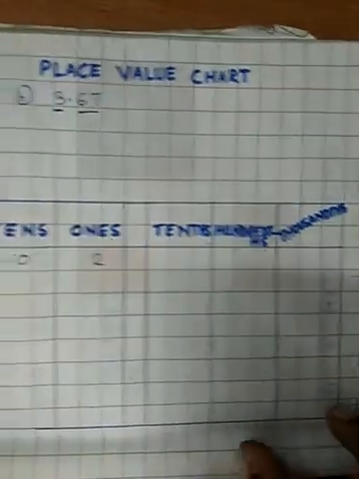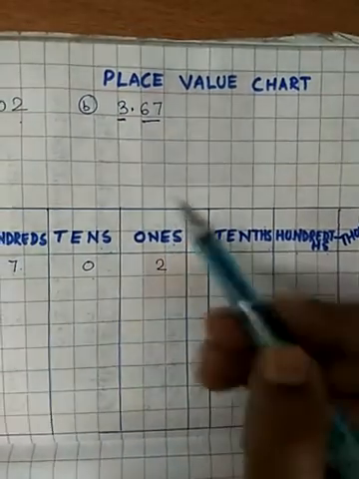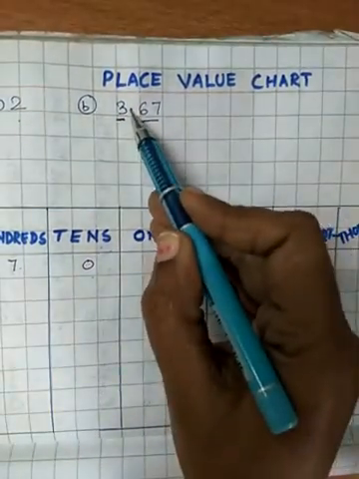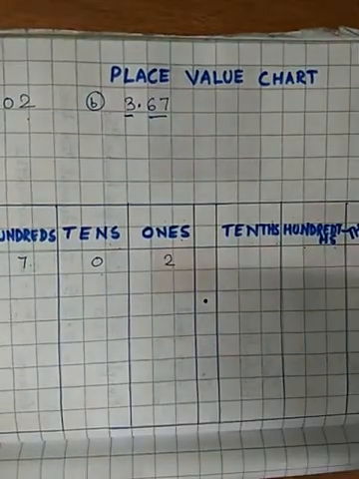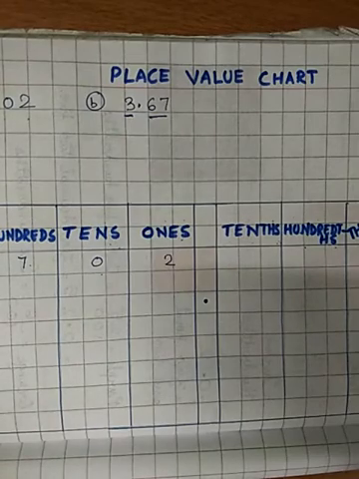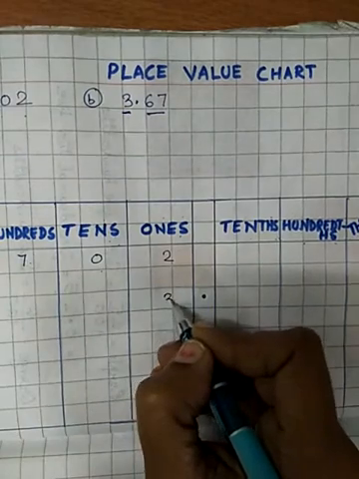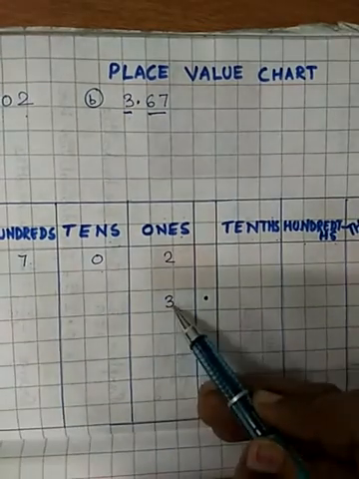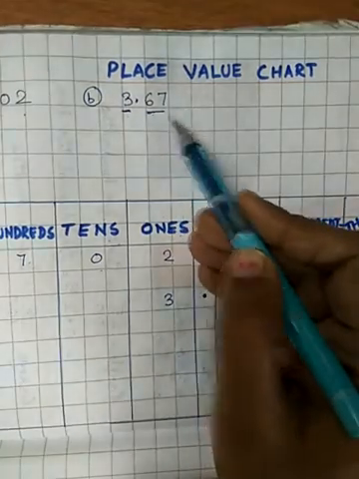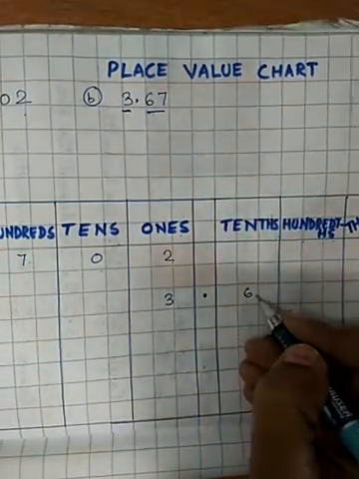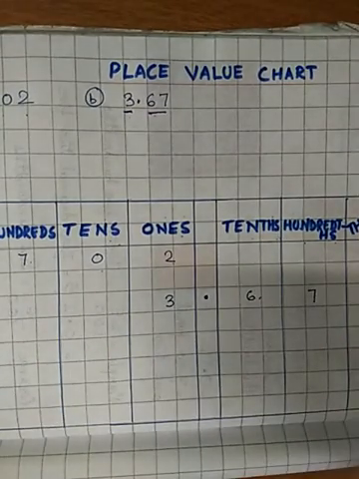So now I have to put this 3.67 in the place value chart. So what will I do? I will first come to this point. This point I will put here, because now I have to divide the numbers on both sides. Okay. This 3 will come to the left side. It has the ones place. And 6 and 7 will come to the right side. So 6 will have the tenths place and 7 will have the hundredths place.